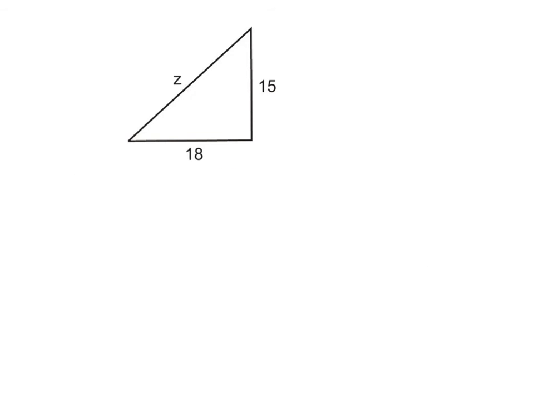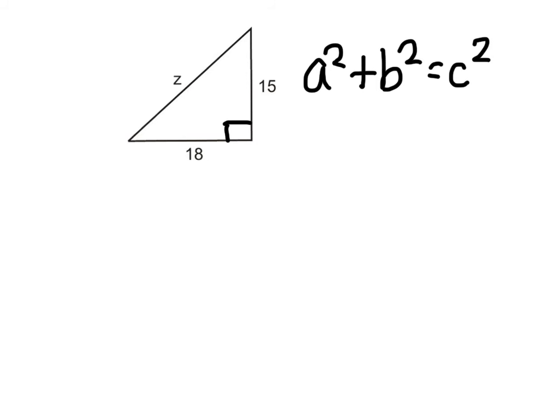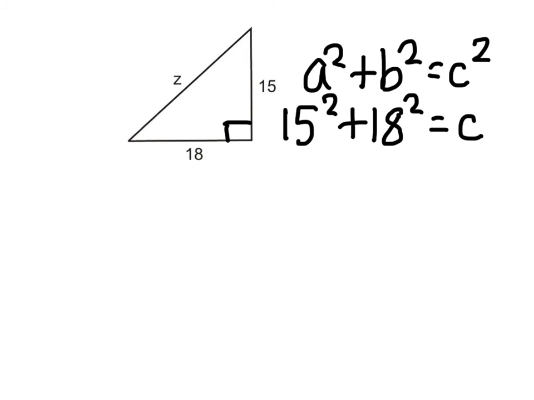Okay, let's try one more. There's our right angle. Pause your video and solve for side z. Welcome back from pausing the video. Let's start with our Pythagorean theorem. All right, this time the two legs of the triangle are 15 and 18, and we're solving for the hypotenuse, the longest side. So it says z, but we're really solving for c, same thing.